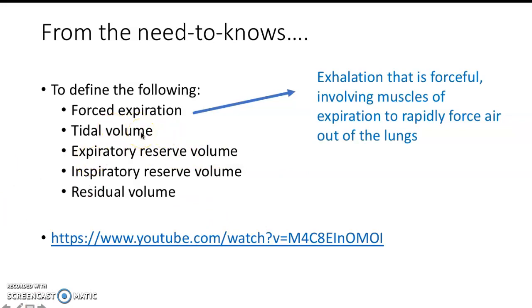So going back to our need to knows then, just to wrap up, we talked about the four lung volumes, or the four respiratory volumes: tidal volume, expiratory and inspiratory reserve volume, and residual volume as well. Here is where I'll mention forced expiration. By definition, this is exhalation that is forceful, that involves the use of the muscles of expiration to quickly expel air from the lungs. A forced expiration spirometry test would be used clinically in, say, a doctor's office or a nurse's office to look at the lung function of a patient, possibly a patient with COPD or even an athlete.